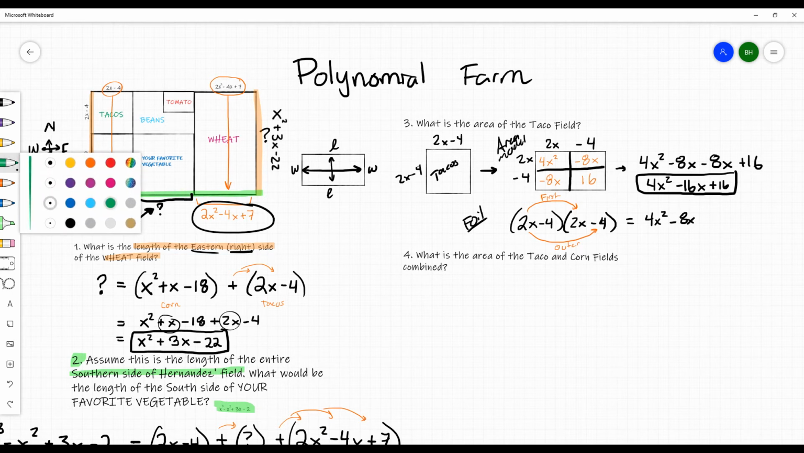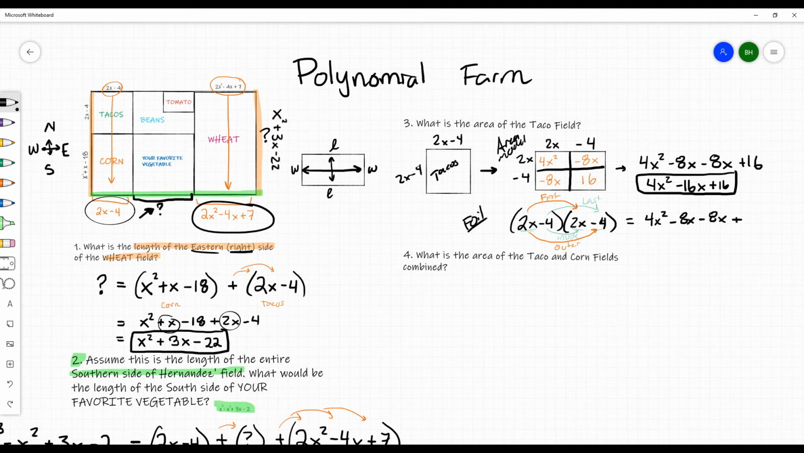Then I'm going to come in here and multiply the inside values. Inside, I get the same thing, minus 8x. And then finally, the last values in each of the parentheses. So first is the first terms in the parentheses. Outer are the most outside terms in the parentheses. Inside are the two that are closest together. And then last are the last terms in the polynomial, which is plus 16. And then you're left with the same answer. So 4x squared minus 16x plus 16.